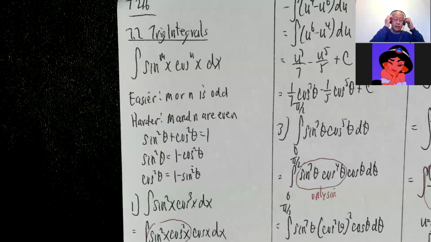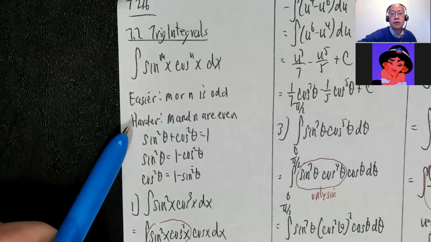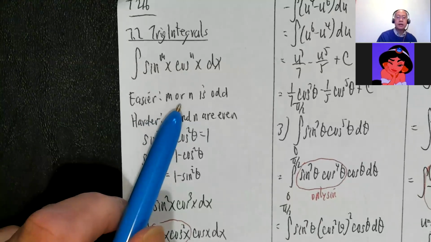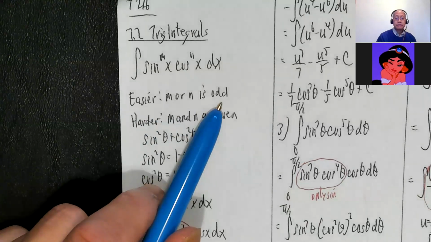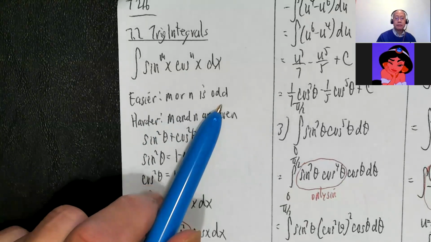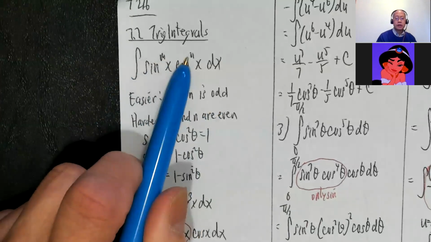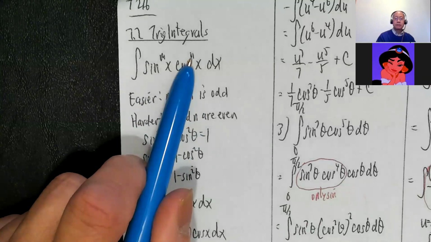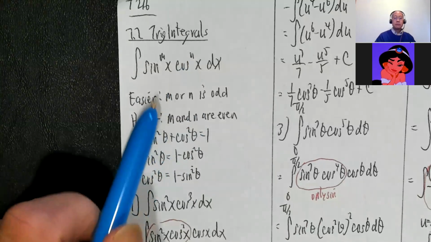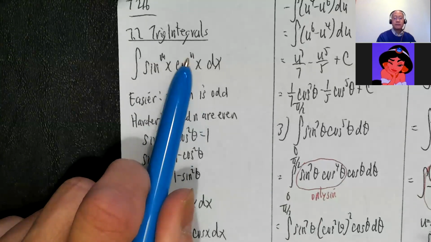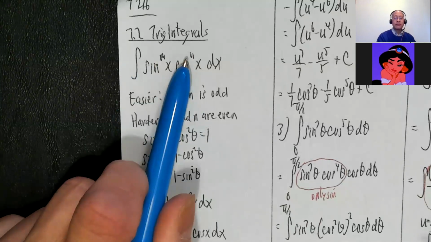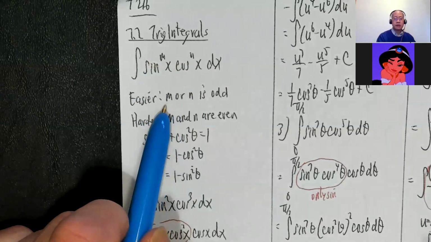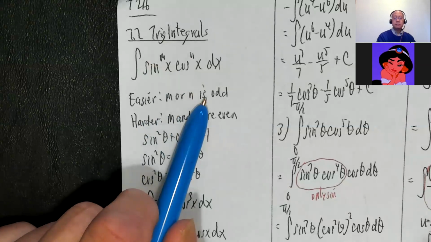All right, so I'm gonna break it up into the easier and the harder cases. Okay, the easier case is if m or n is odd. It's a situation that we like better. Either this one is odd or this one is odd, and the logical or means they both can be odd. So if they're both odd, then easier case. So let's say that's a 3, that's a 5, I like it. Or 2, 5, or 7, 4. At least one of them is odd. That's what it means by m or n is odd.